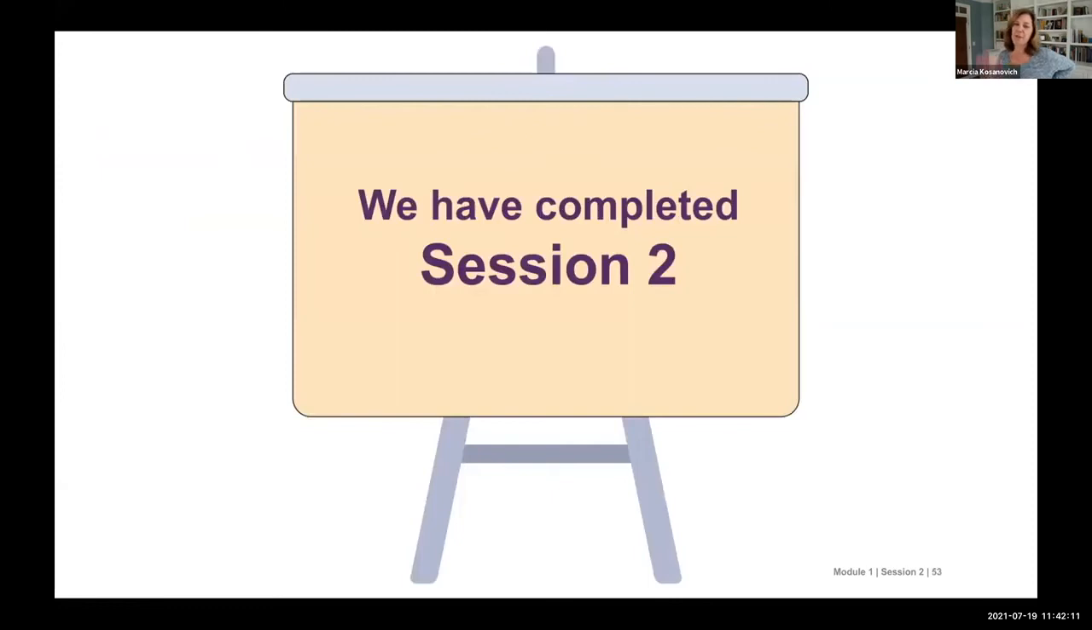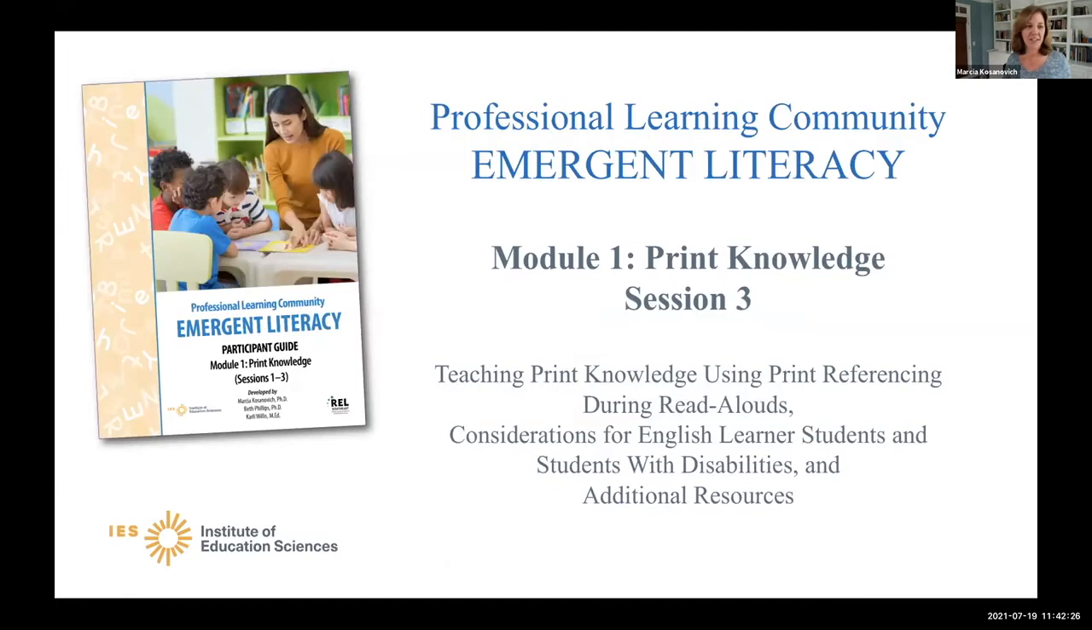All right, there's much more to session 2, but due to our time, we're going to move on. Each session ends with a slide that looks like this, and you'll say, we have now completed session 2. Thank you for your teamwork during our Emergent Literacy PLC session. And here's the introductory slide, which should look familiar by now.